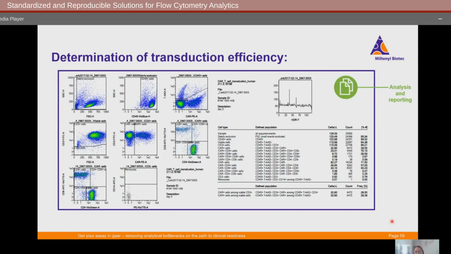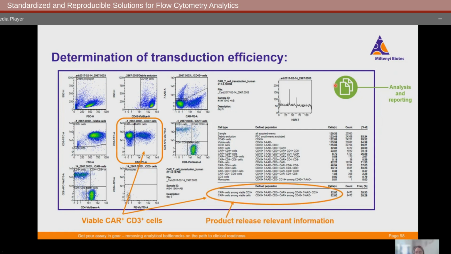Another express mode that's commonly used in IPC-QC is the transduction efficiency express mode. So again, you'll see dot plots with the gating strategy clearly defined in that output and report for transduction efficiency. And you'll see the same statistics table with populations of interest. And then this time the product release information is also clearly defined at the bottom there as the viable amount of CAR positive, CD3 positive cells. And all of this can be exported to PDFs and Excel sheets as well.